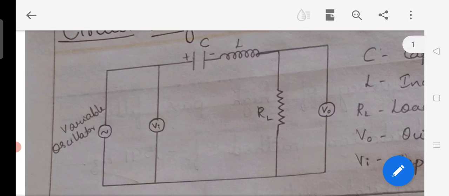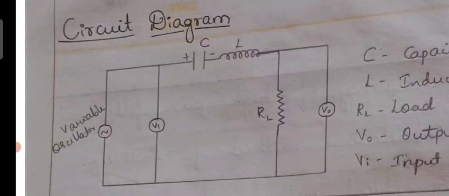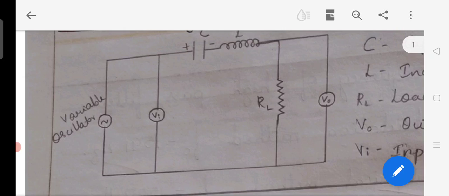The other end of the inductor is going to be connected in series with the load resistance. The other end of the load resistance is going to be connected again to the other end of the variable oscillator, or the negative end of the oscillator. Across the resistance, we are going to obtain the output voltage.